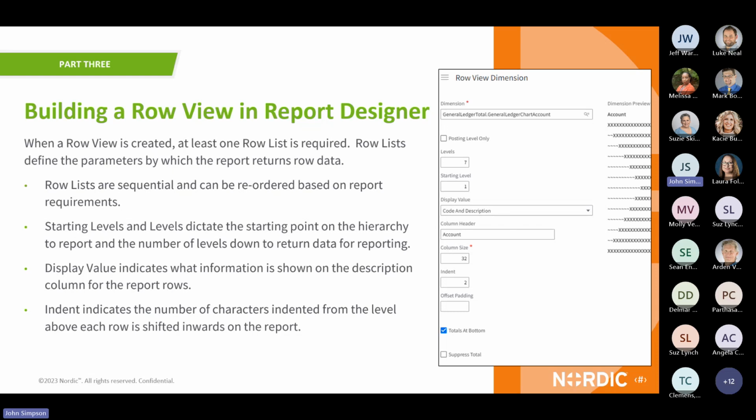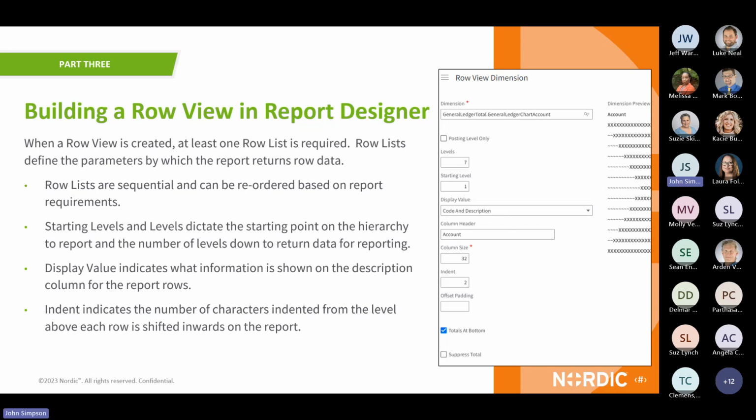For the display value, think of your code as your account number and your description as your account description. So you can have one or the other or both. If I want the code itself, I can select code and I will just get my account number without the description. Maybe if I've got a department and an account, I just want to see my department number and my account description. Then you can set your department as code and your account as code and description.